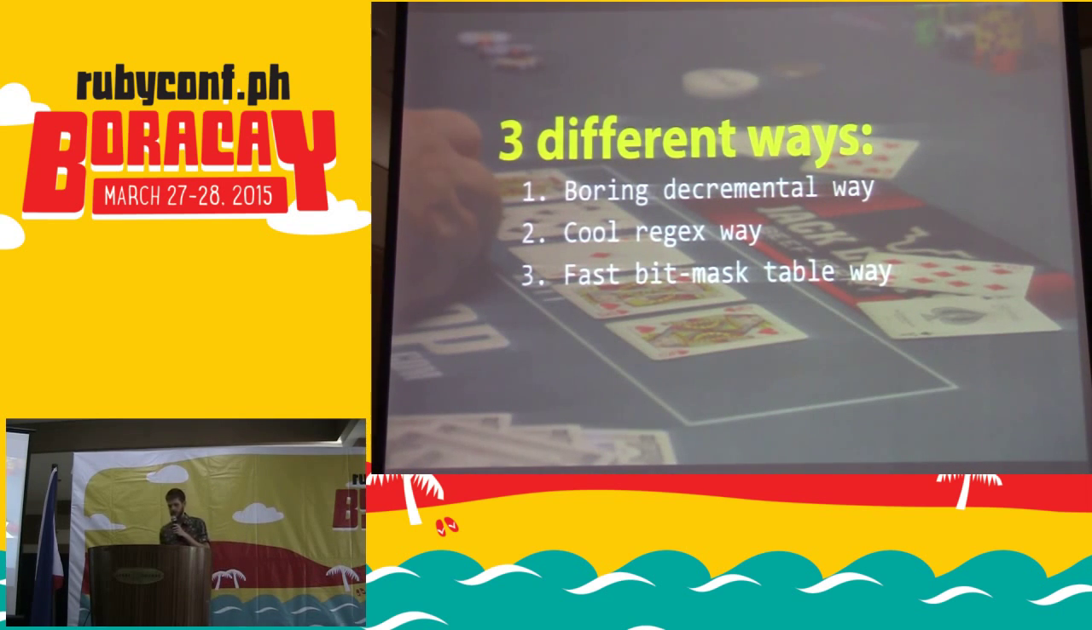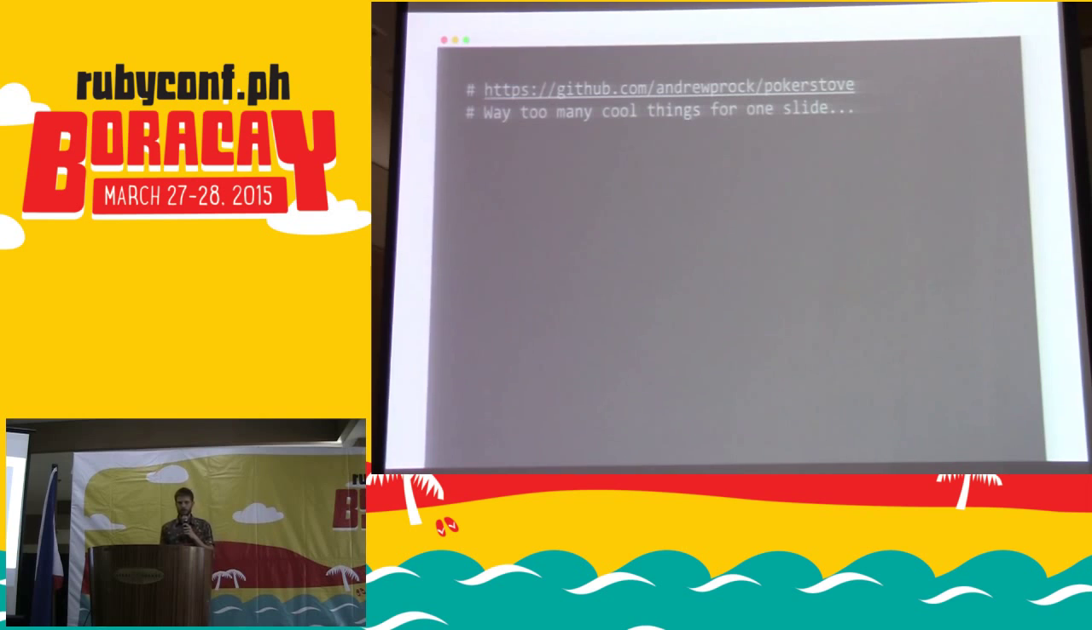The third way is the fast bitmask table way, which does require you to do a whole bunch of computation in advance, like at compile time. You just need to create a huge table of the different hands and encode them in a certain bitmask way and find their value in advance. But afterwards, you can just do a simple table lookup. This is really, really cool and really, really fast, but way too much to show in one slide. So just head on over to the GitHub repo if you want to see that.